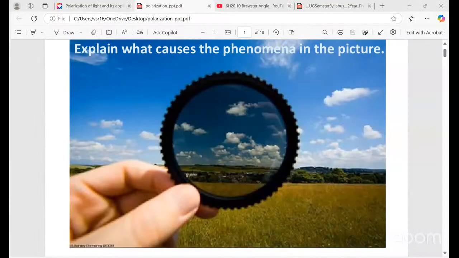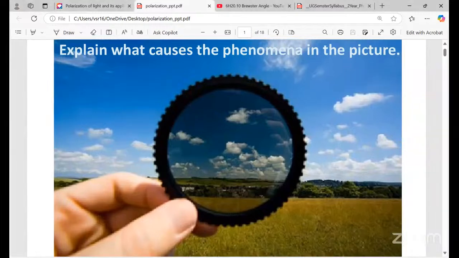Is it clear? So here, what causes the phenomena in this picture? You can see that here. This is a blue sky on the surface of the earth. If you are going to be observing, the cloud should be like this.